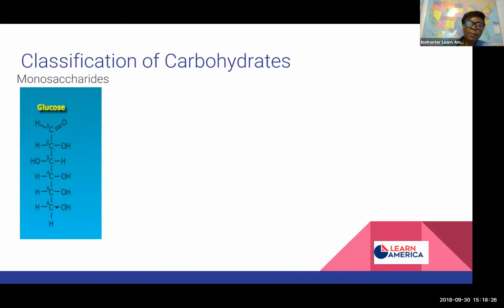And so you can see the carbon chain, the backbone of that compound. We have 6 carbons, the attachment of the 12 hydrogens, and we have the 6 oxygens involved. So that's a monosaccharide.